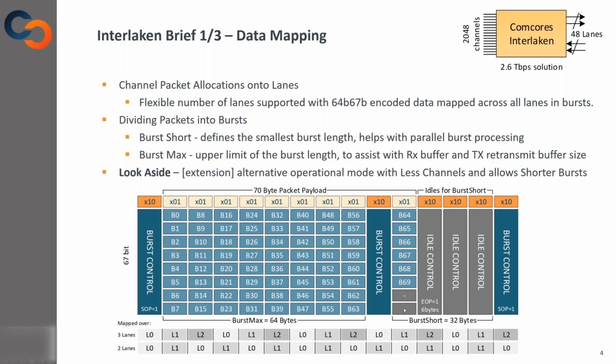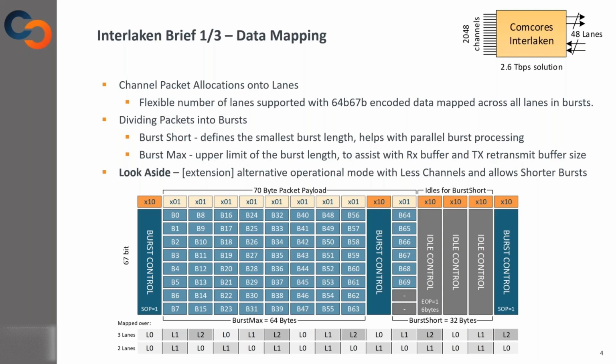And once we fill all of the data, we'll start padding it with fill bits. And once we fill a whole Interlaken word, the next one will be an idle control word with an indication of an end of packet and how many bytes actually are filled in the previous word. And because the burst short is set to 32 bytes, you'll have to have padding for the next 3 control words just to fulfill the burst short requirements before we start sending new data.